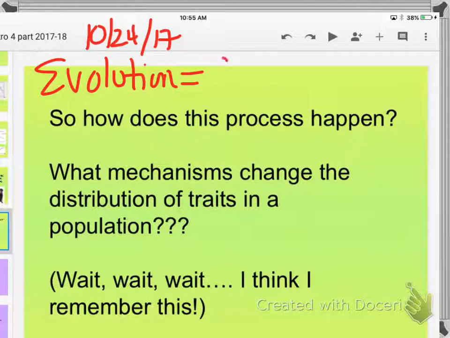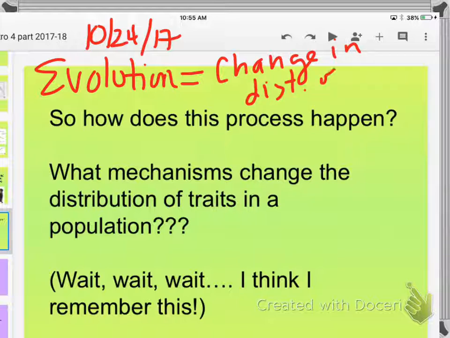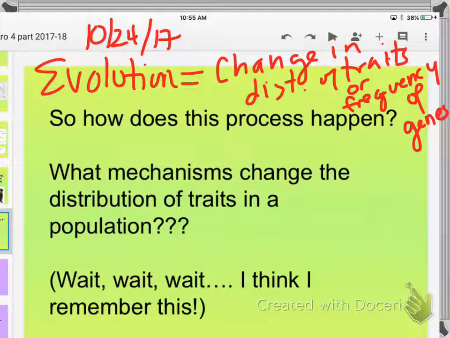Distribution, which is really a change in the distribution of traits or the frequency of given genes in a population. Are there any questions? Yes. So that's what evolution is. It's a change in the distribution of traits, a change in the frequency of genes. What causes those changes? What's the mechanism that causes this to happen?